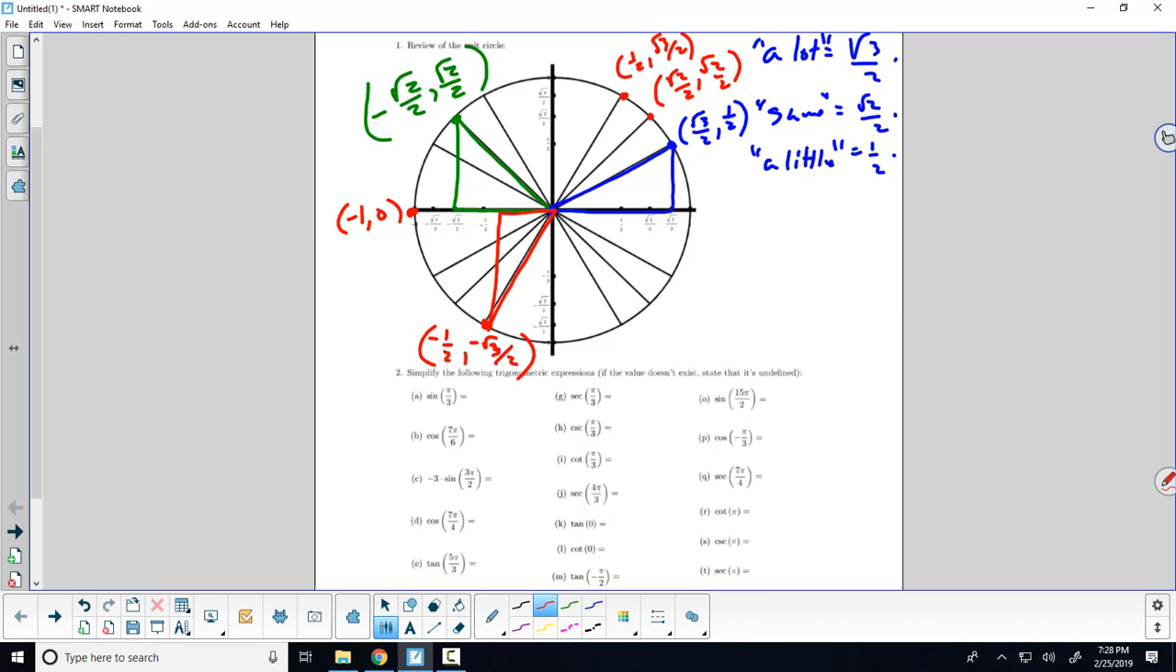Okay, that's step 1. So step 0 is make sure you can do all the angles. Step 1 is make sure you can do all of the ordered pairs on the unit circle. Step 2 is knowing how you get actual trig values from this.